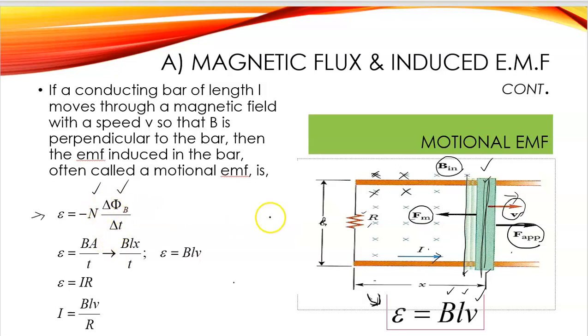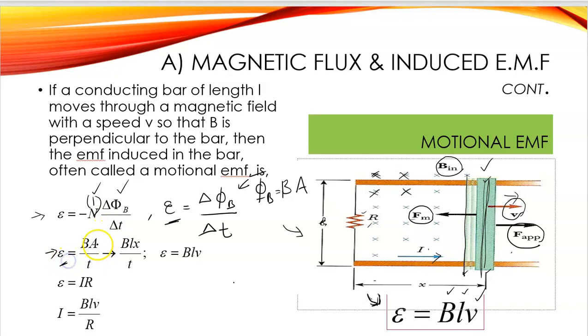Assume that the number of turns of coil for this scenario is equal to 1. So I can write the equation like this, right? And I know that Faraday said the magnetic flux is equal to the product of magnetic field and area. Hence, the new equation for this EMF is this one. So the EMF is equal to the product of B and area divided by t.